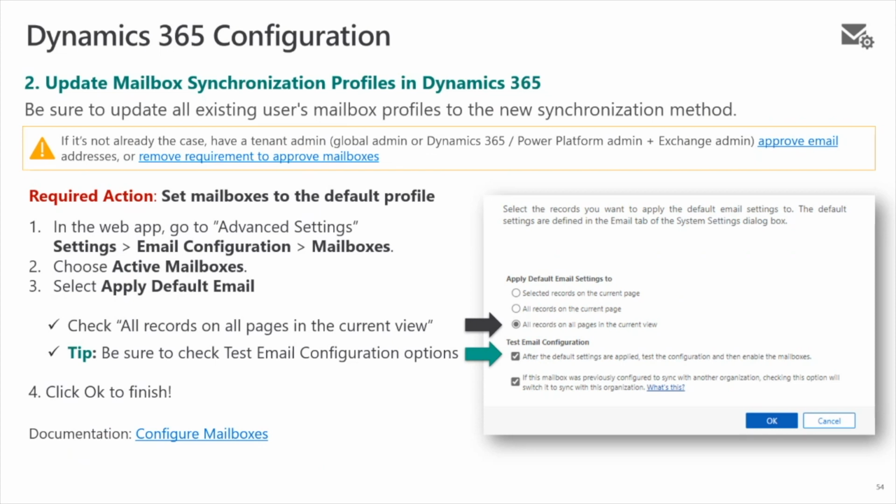And you can check if you want to apply it to all users. You need to check all records on all pages in the current view. And with this extra tip, be sure to check test email configuration options. That way, this will perform a single test to make sure that everything works nicely for your users.